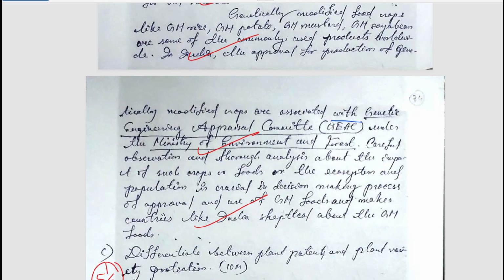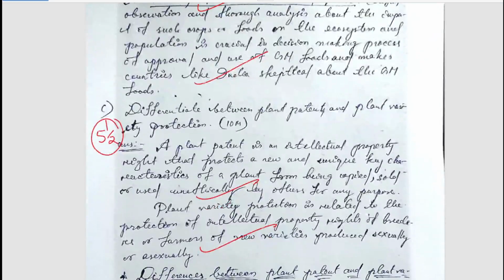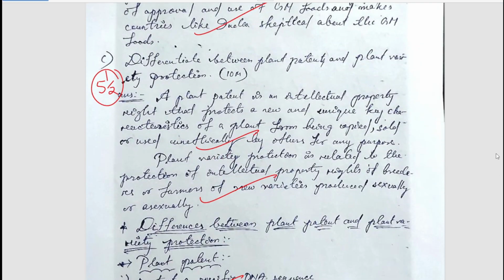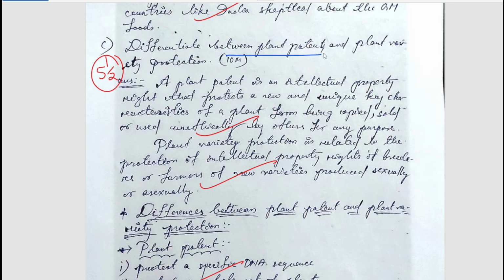And you can see in conclusion, GEAC, that is Genetic Engineering Appraisal Committee, has been mentioned, which is established through the Environmental Protection Act of 1986. So, well done in conclusion. Now let's move to the next question. The next question is differentiate between plant variety and plant variety protection. Sorry, plant patents and plant variety protection.